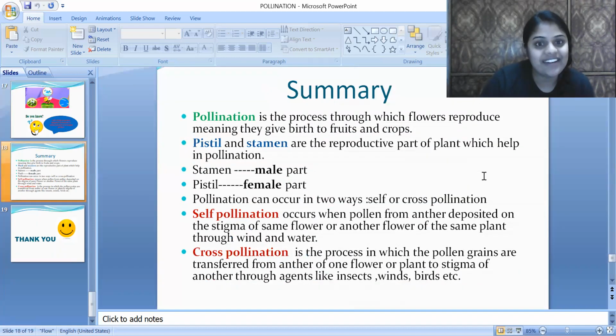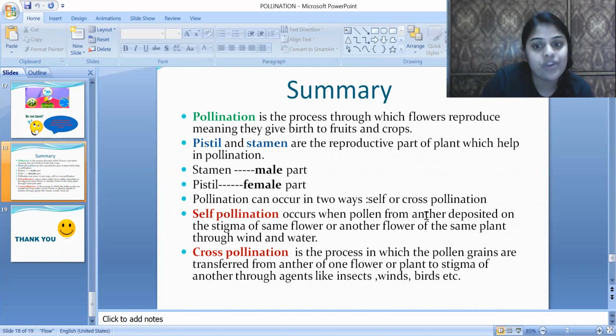Okay, let us do a recap now. Summary of today's lecture. Pollination is the process through which flowers reproduce, meaning they give birth to fruits and crops. Pistil and stamen are the reproductive parts of the plant which help in pollination. Stamen is the male part, pistil is the female part. Pollination can occur in two ways: self-pollination and cross-pollination.